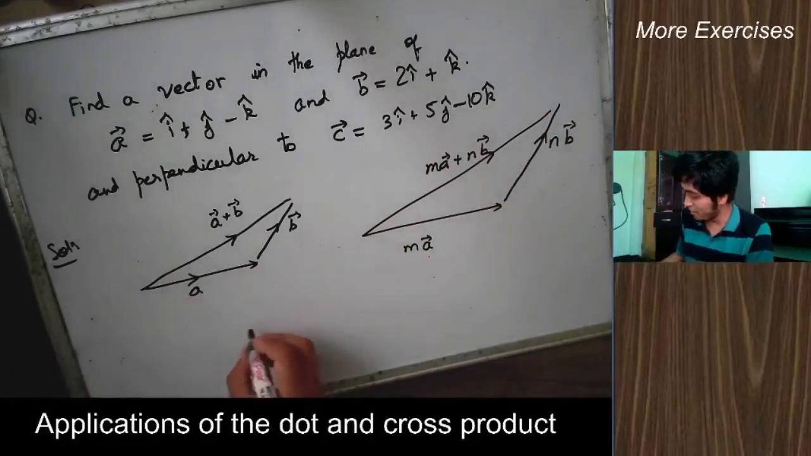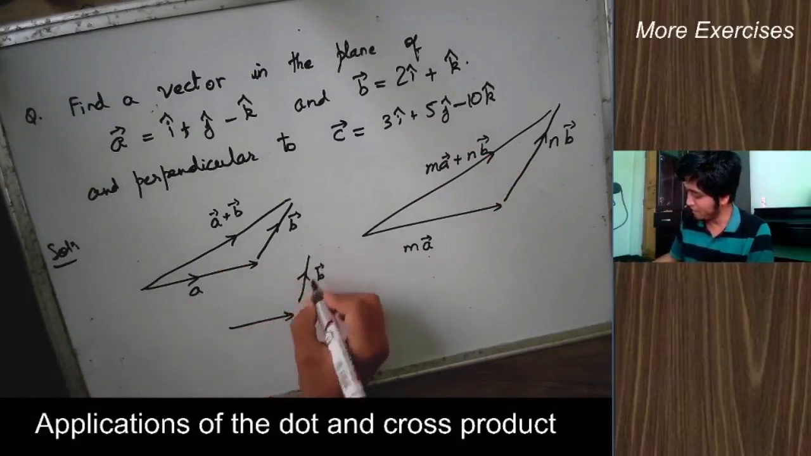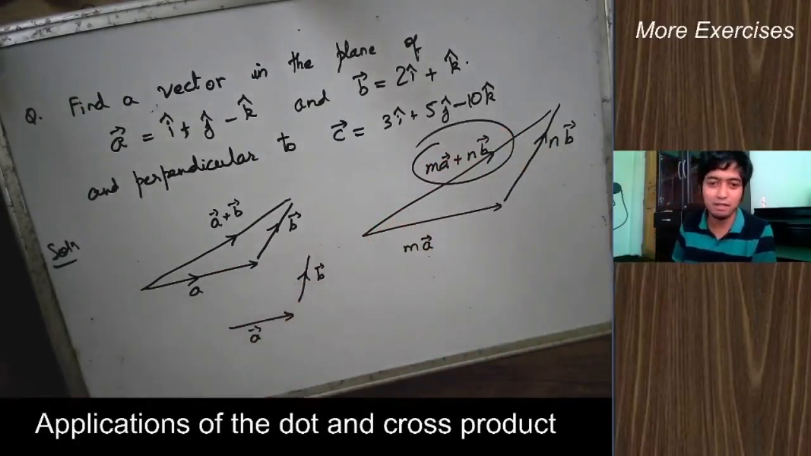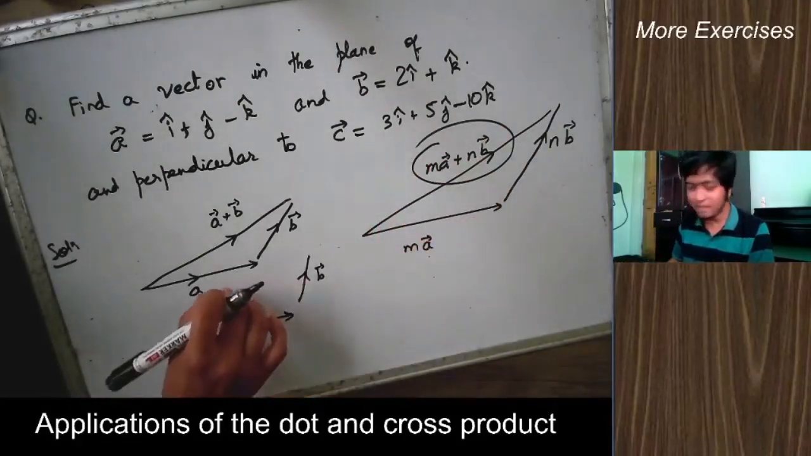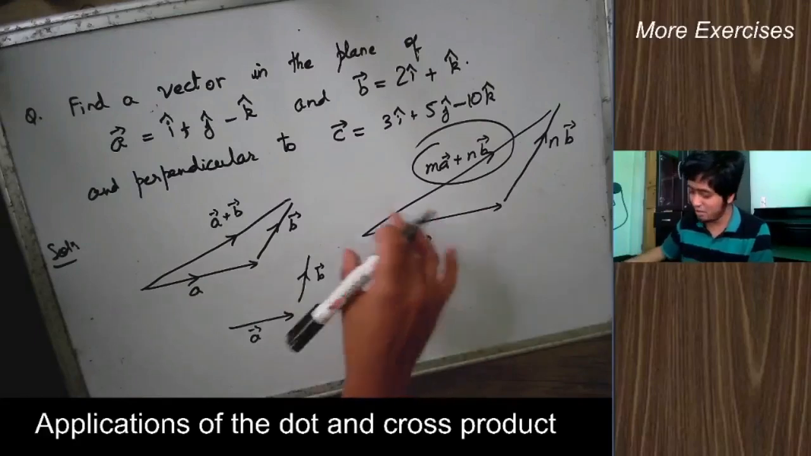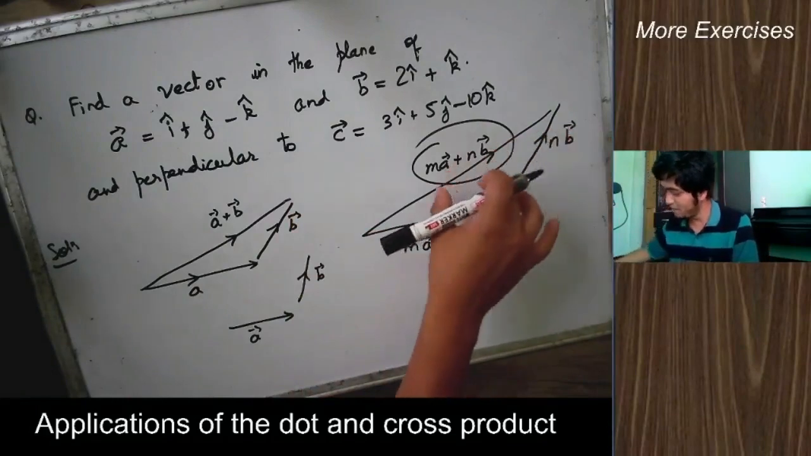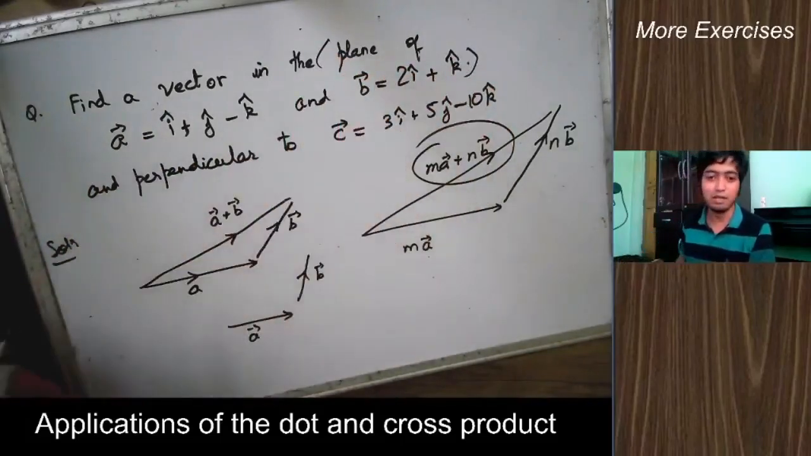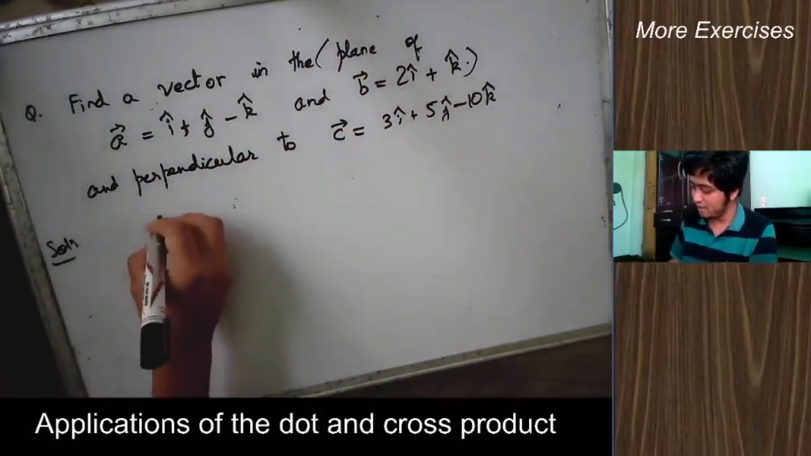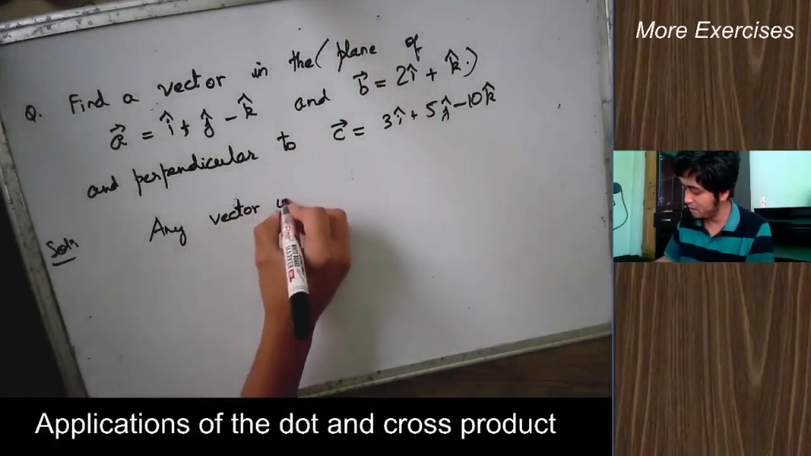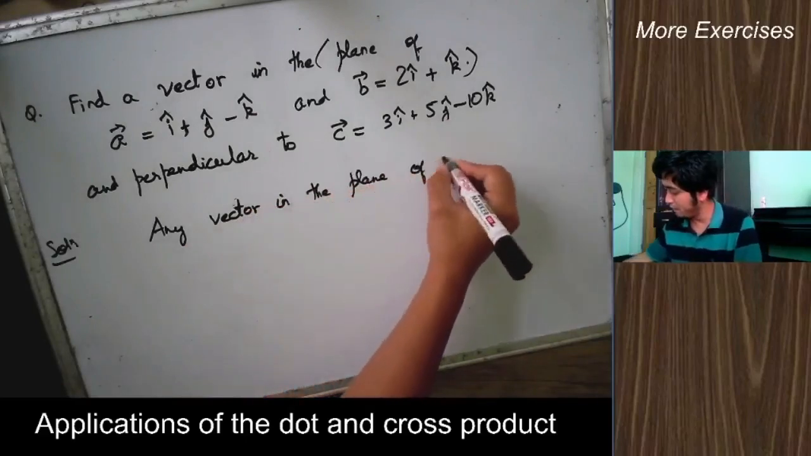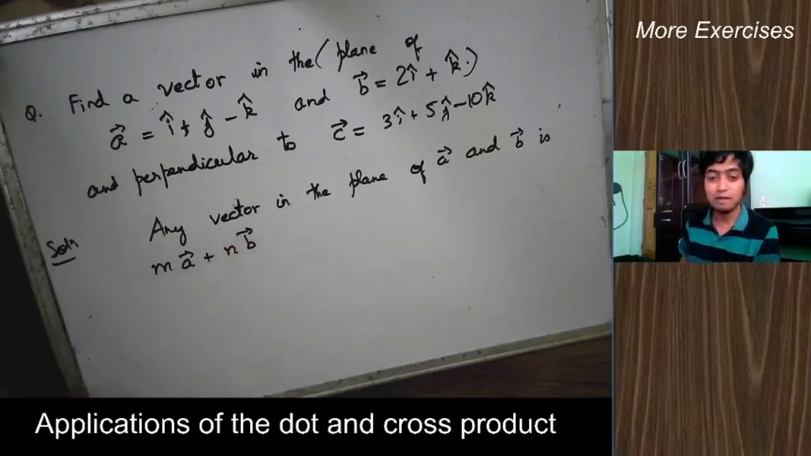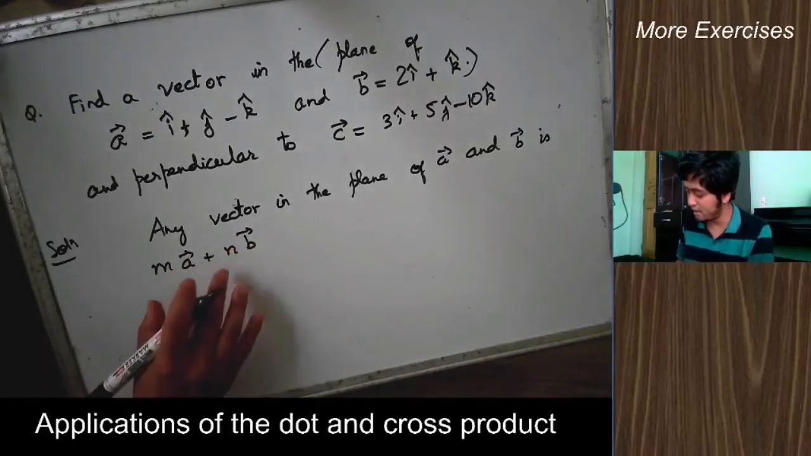What I want to say is this. If you are given any two vectors A and B, this vector will be in the same plane as A and B. Because over here you can see A is in the plane of the board. mA is again in the plane of the board. B is in the plane of the board. nB is in the plane of the board. Even this vector is in the plane of the board. So this is what we will do. Any vector in the plane of A and B is mA plus nB. Okay, so this is what I am writing.